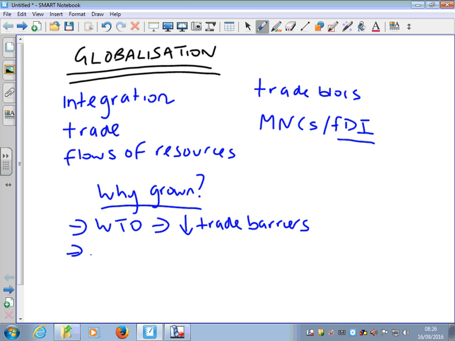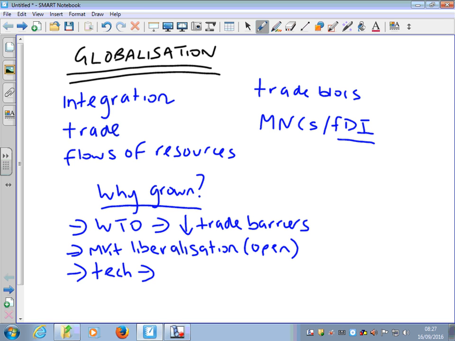Other drivers linked to this one is something called market liberalisation. All this really is about different economies across the world becoming more open, shedding their protectionist policies, realising the benefits of trade and globalisation and looking to embrace it more. Other ones, we need some kind of technological breakthrough for this to happen. And this has been in two different areas, communications and transport.